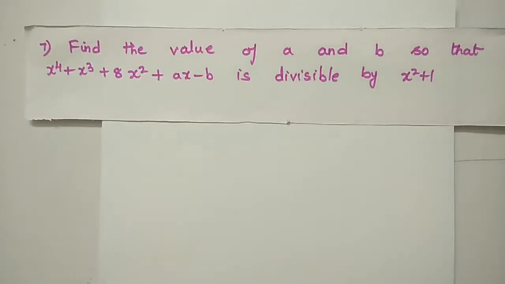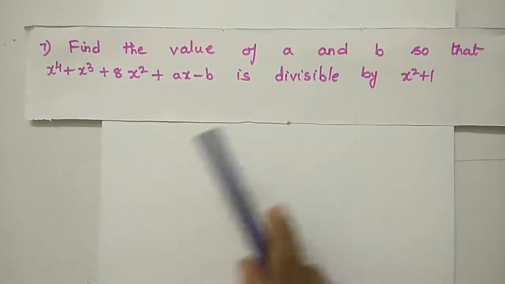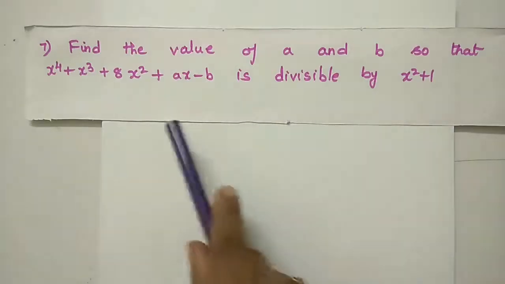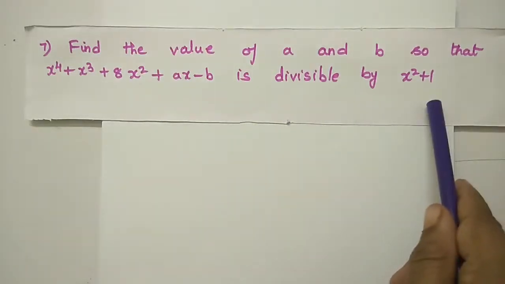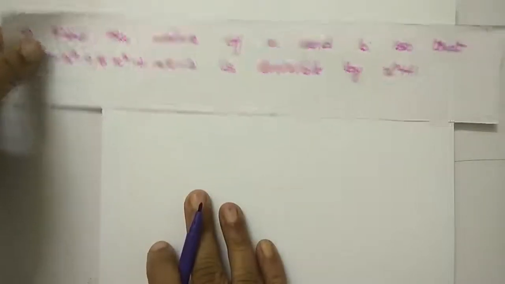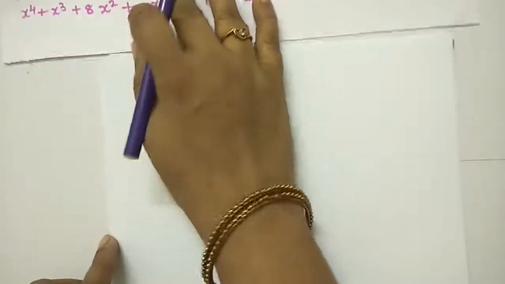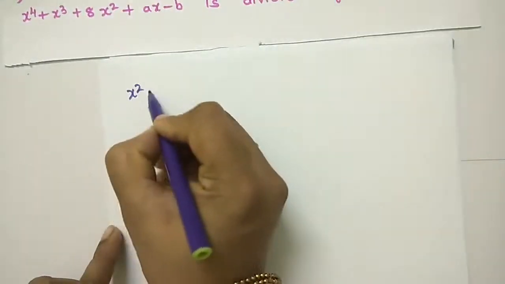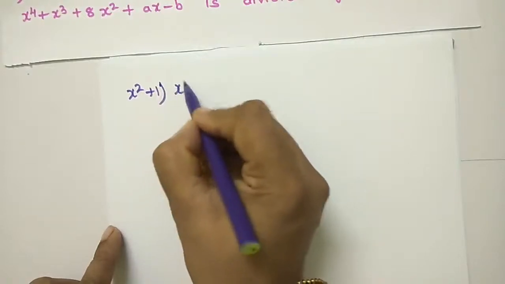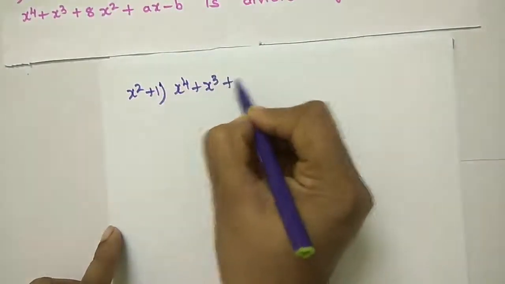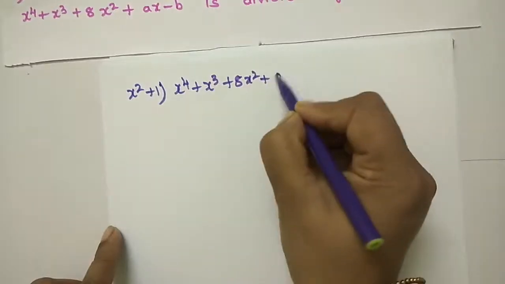Find the value of a and b so that x power 4 plus x cube plus 8x square plus ax minus b is divisible by x square plus 1. Okay. This is the problem given. So they asked to find the value of a and b if this polynomial is divided by x square plus 1. So first let us divide this polynomial using x square plus 1. Okay. X square plus 1 into x power 4 plus x cube plus 8x square plus ax minus b.